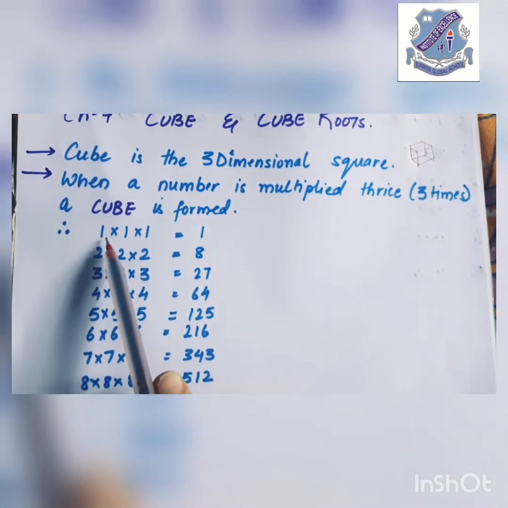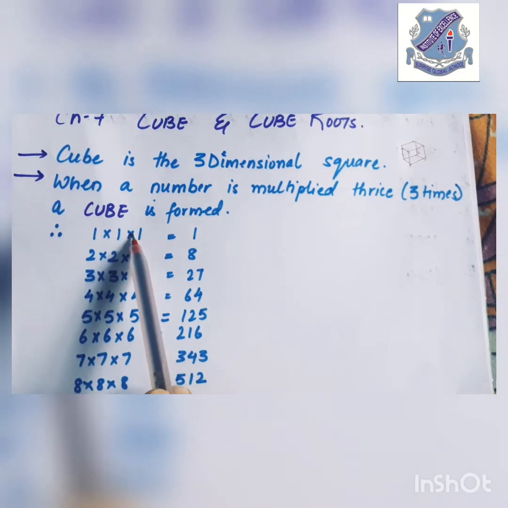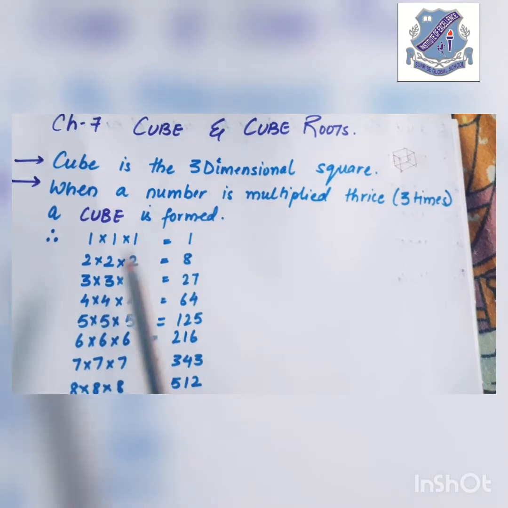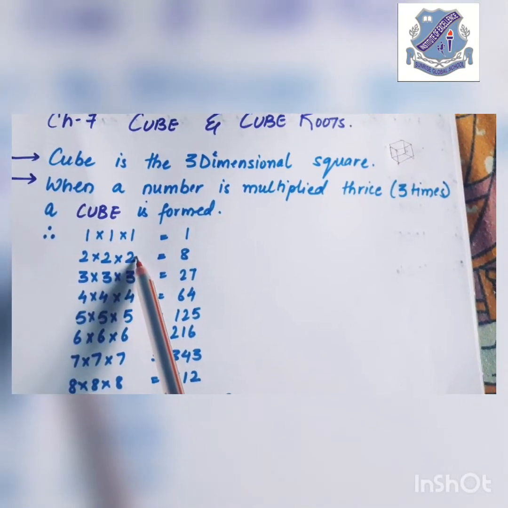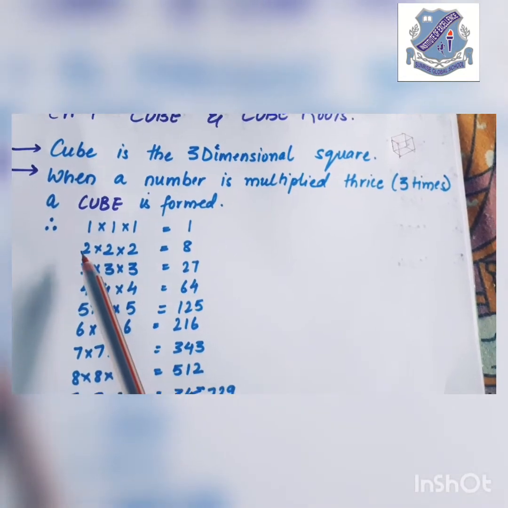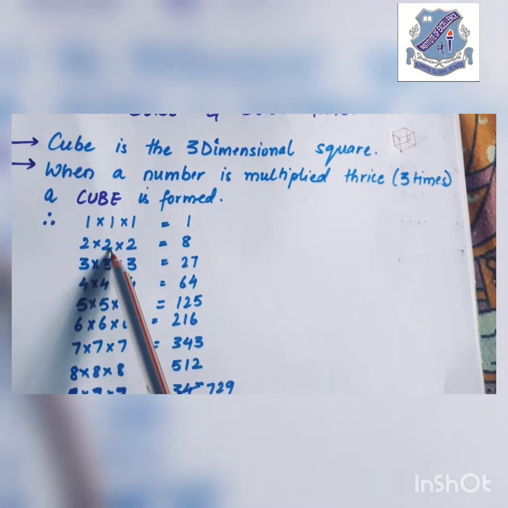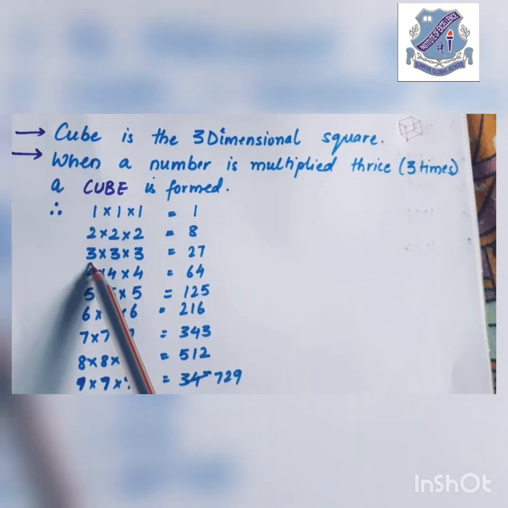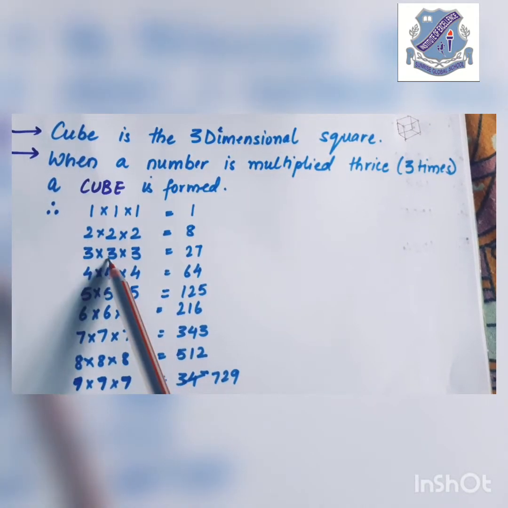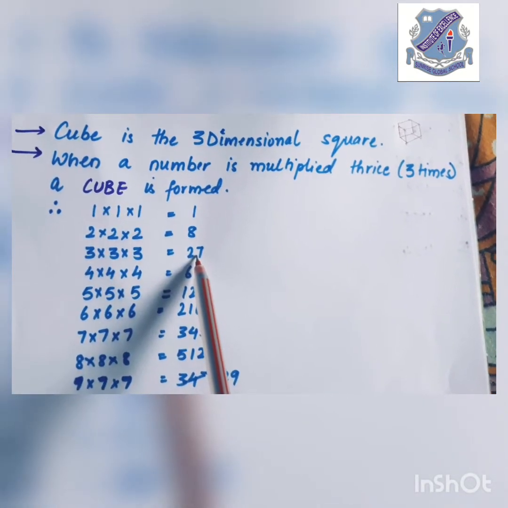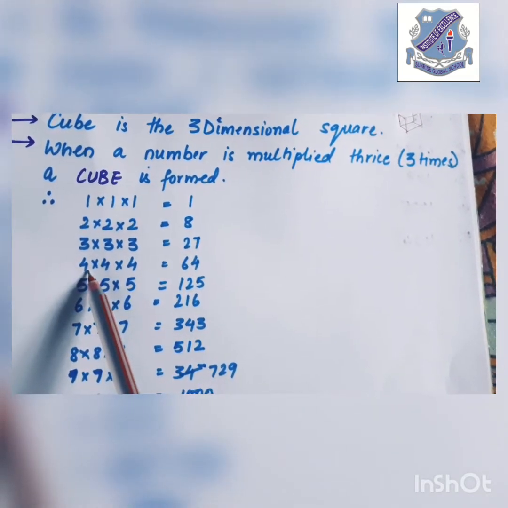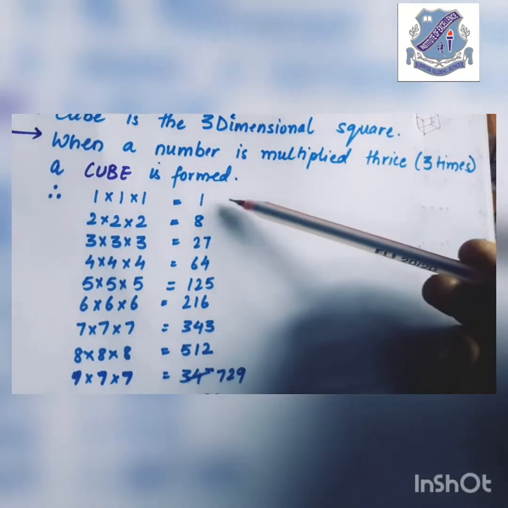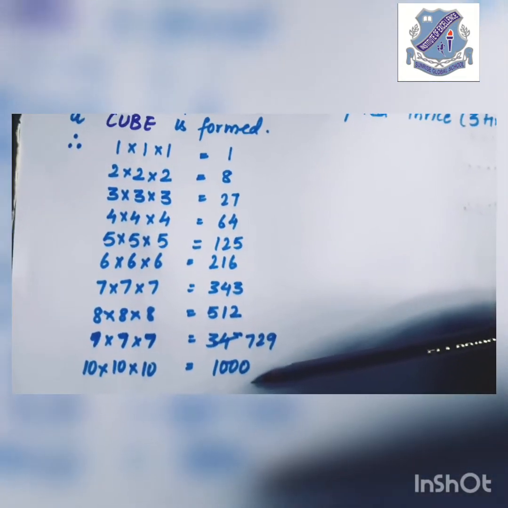So in the first one you can see that if I multiply 1, that means 1 into 1, it will be 1. Similarly, if I multiply 2 three times, it becomes 2 into 2 into 2. That means 2 2s are 4 and 4 2s are 8. Similarly, going to the next number, 3 into 3 into 3. So 3 3s are 9 and 9 3s become 27. Similarly, if we do it with 4, 4 4s are 16 and 16 4s come to 64. So this is how the cubes work from 1 to 10.